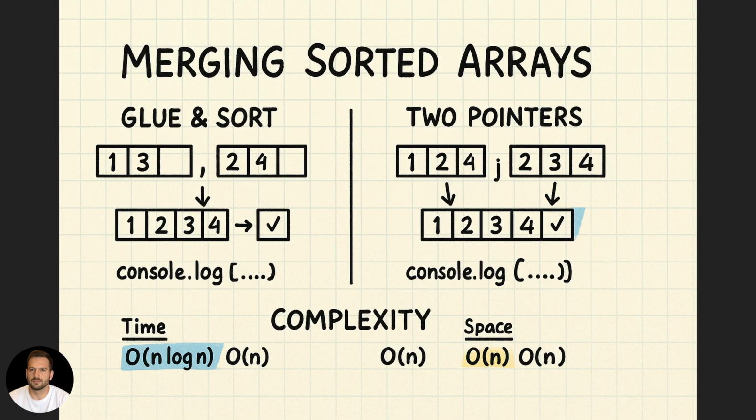Let's tackle one of the most common interview problems, merging sorted arrays. We'll keep this practical and beginner-friendly, then step up to the optimal approach. Today, we'll write 2 solutions line by line, the simple glue and sort, and the classic 2-pointers. We'll finish each with quick console checks and a short complexity note so you can say it confidently in an interview. Let's say the problem out loud.